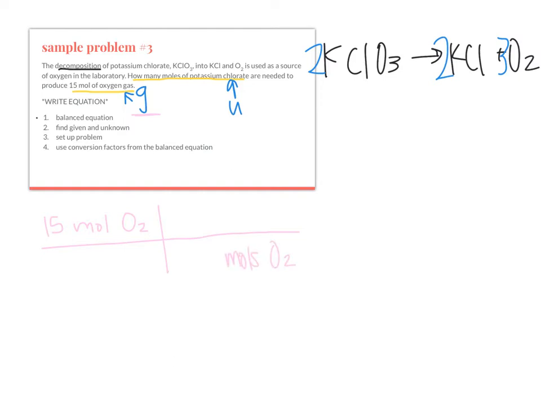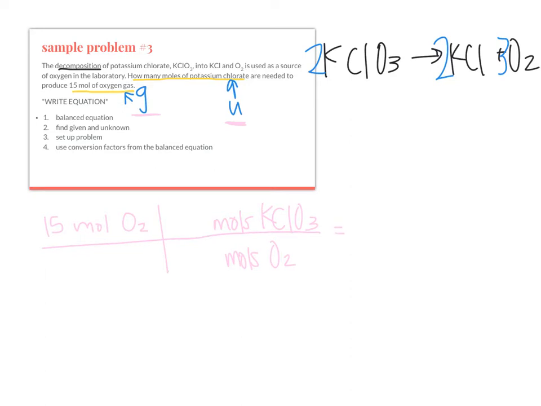Don't even try to fill in a number yet, because you literally cannot. We don't have anything on top, so you don't know what you're trying to convert to, and therefore you can't know a conversion factor. So just fill in the units first, and then we go back later. And what are we trying to get to? Moles of potassium chlorate, KClO3. We can go from moles of something to moles of something else. Great, and that's the last step.